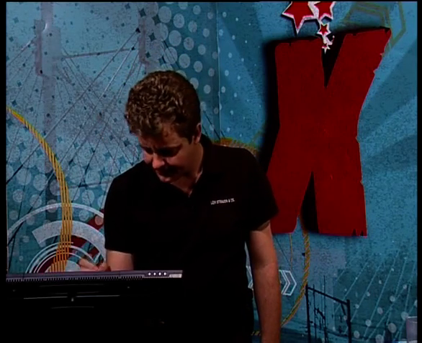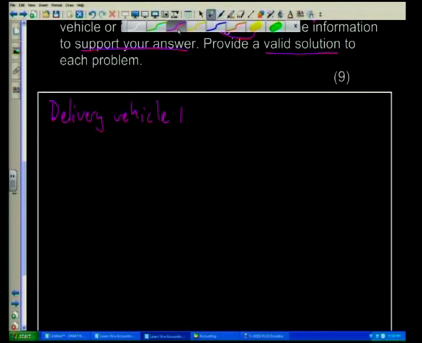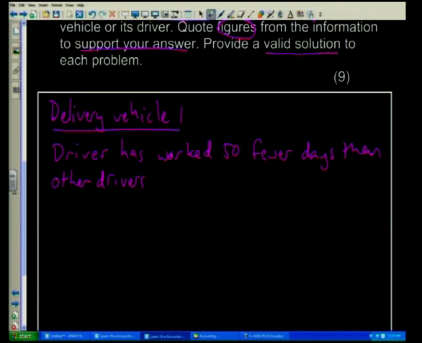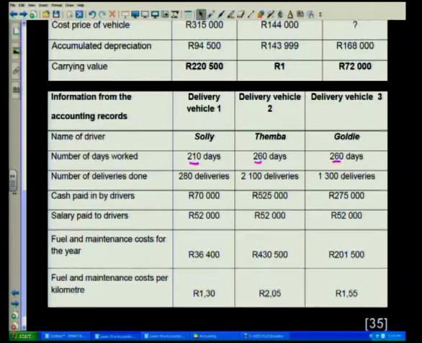We could say the driver has worked 50 fewer days than the other drivers. So that would be one cause for concern. Let's look at another point.